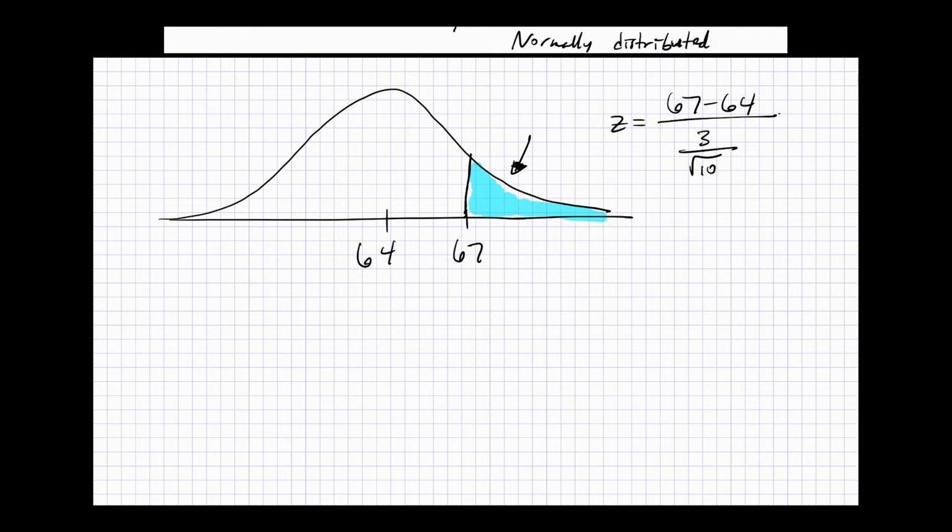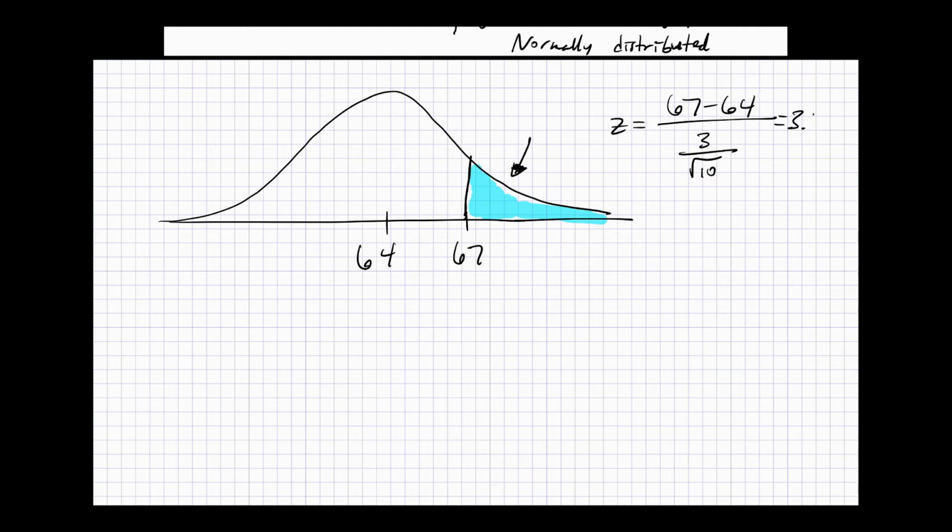Okay, so when we do that, what do we get? 3.16. Okay. Oh wait, the entire z-score? The z-score, the entire z-score, yeah. 3.16. 3.16. Perfect.